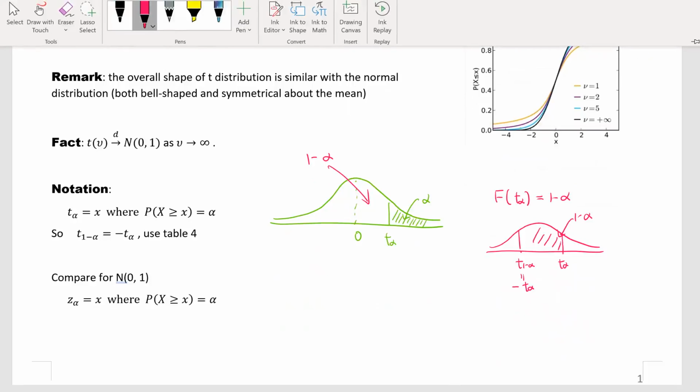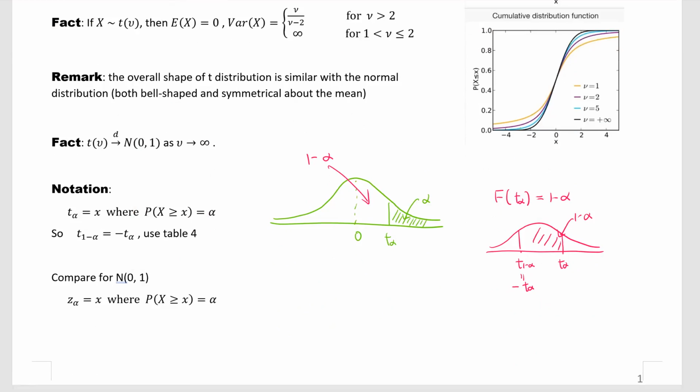With the standard normal distribution, we also have a similar analogy. Let me draw it; it looks more similar to that. We have the standard normal distribution, and the mean is also 0. What's Z alpha? Z alpha is the x value such that the area on the right-hand side of it is alpha. So you can see T alpha and Z alpha are very similar concepts, just the distribution is different.